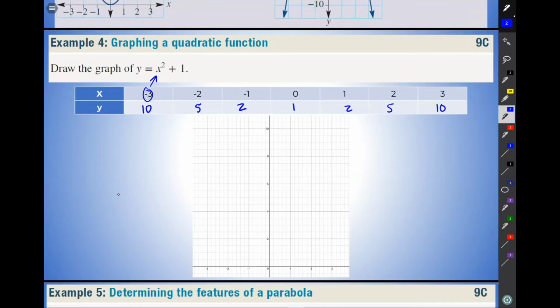And now all we've got to do is put these points onto our graph. X equals -3, y equals 10, x equals -2, y equals 5, -1, 2, 0, 1, and so on up the other side. And then we join the points up.